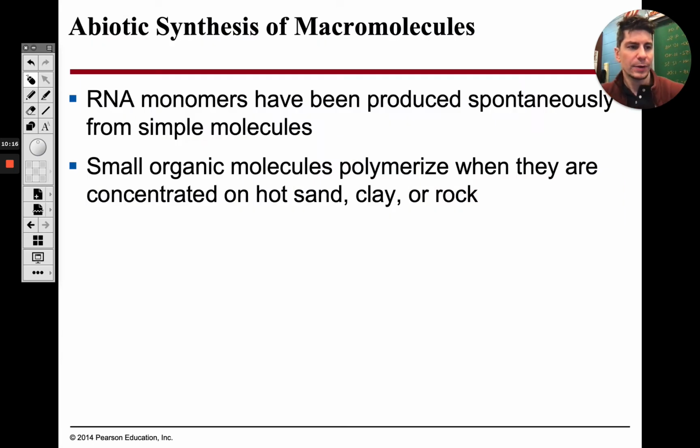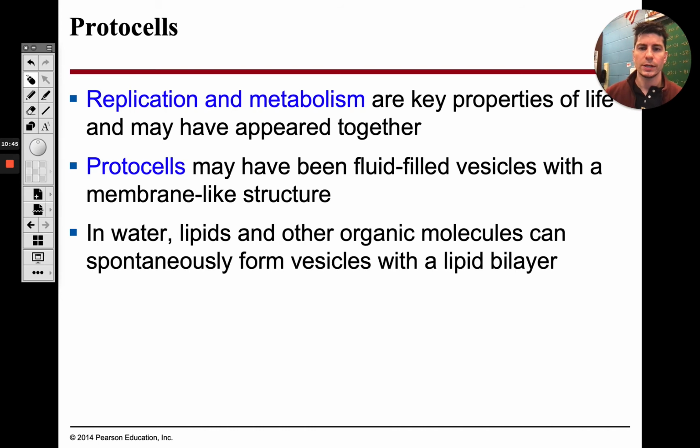Okay, so now we're going to get into RNA. RNA, if you guys remember, is one of our nucleic acid macromolecules. We had RNA, we had DNA, ATP was also one. But we found that some of these organic molecules, like proteins, were really concentrated on hot sand, clay, and rock. And what we did was we started to get these protocells. The protocells, guys, were pretty much just little vesicles, and the vesicles just had a membrane structure around them, and that was pretty much it.